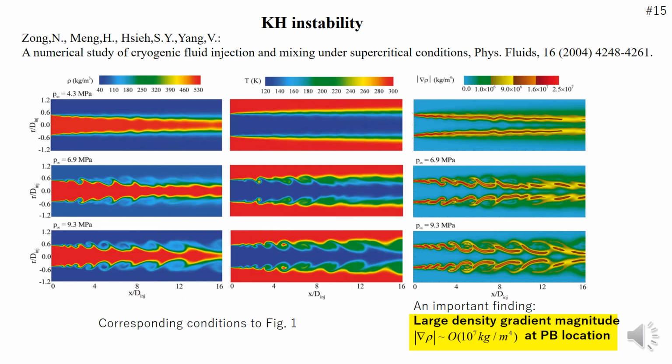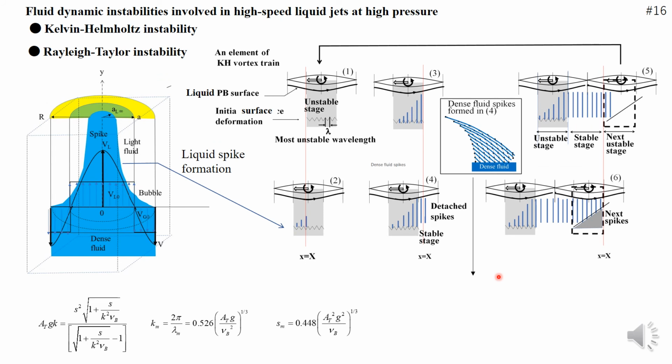The formation of a KH vortex train along the injected cryogenic liquid is apparent from this LES result by Yang's group, who made calculations corresponding to the experimental conditions of figure 1 of slide number 5. The passage of a KH vortex train periodically vibrates the PB surface transversely. Therefore, Rayleigh-Taylor instability would be excited and the dense fluid spikes would extend into the light fluid.